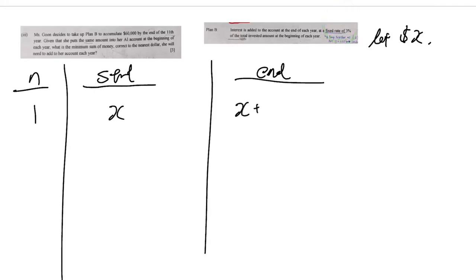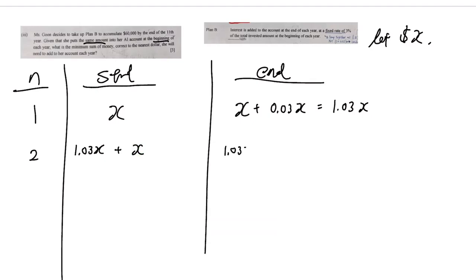X plus 0.03X. Here I will try to simplify it as 1.03x. I don't know if it's useful or not. Let's just use 1.03x. Then the next year, what happens to the 1.03x at the start? Does it stay as the same amount? Meaning she doesn't deposit money? Cannot be. She has to deposit money. She says at the beginning of each year, she puts the same amount. So that means you have to plus how much? Plus X. In this case, that's all. You don't need to modify the X like the previous guy. He always add $400. Here just plus a fixed amount X.